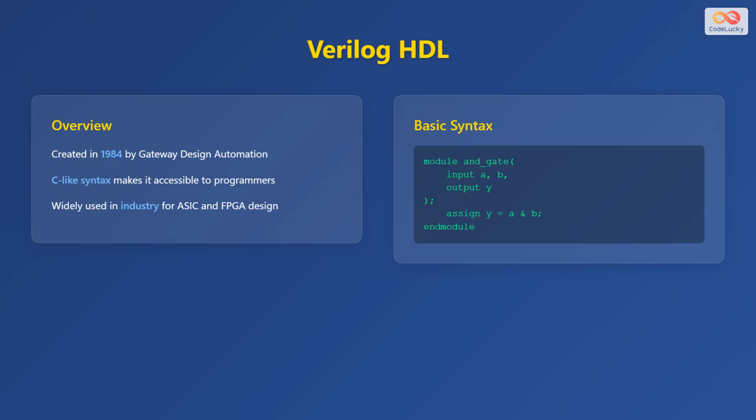design. Here's a look at some basic Verilog syntax, including the module and gate, input A, B, and output Y. It also shows the assign Y = A & B, and then the endmodule.